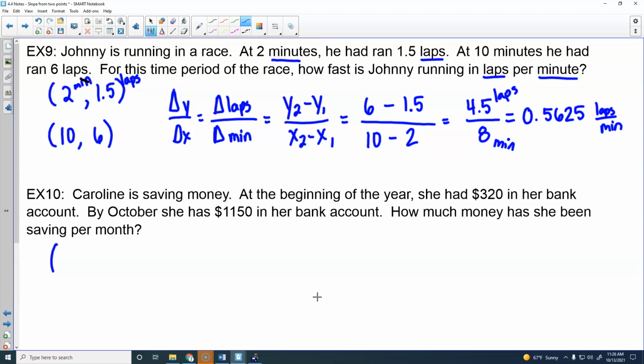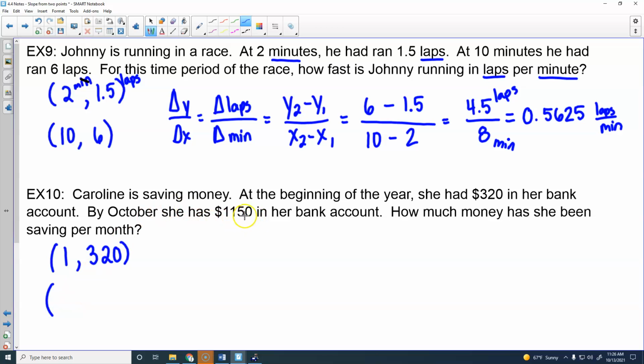So, beginning of the year, she had $320 in her bank account. What month is that going to be for us? January. What number do you think we should use for that? Let's use a 1. Okay? And that's going to be $320.